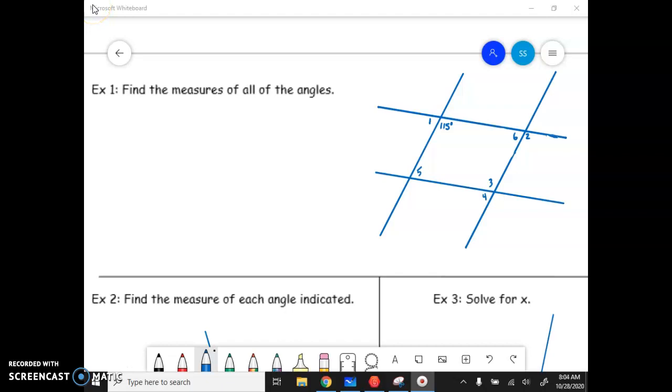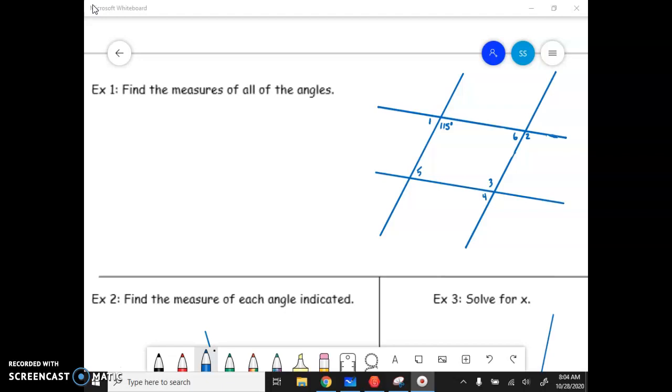Okay, here we go. This is 3.2 Geometry Properties of Parallel Lines. We're starting on the back page of your notes here, looking at example 1, where we need to find the measure of all of the angles, and we're only given one of those angle measures. This one right here is 115 degrees. So it doesn't really matter where we start here.